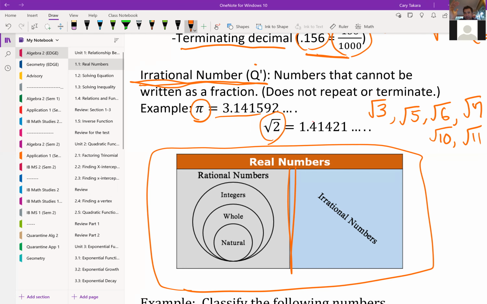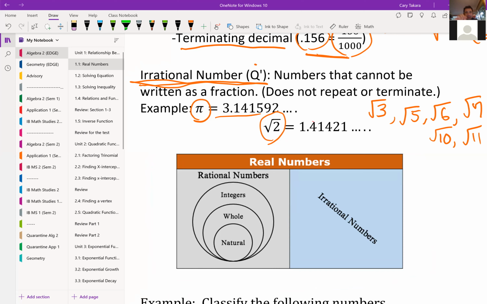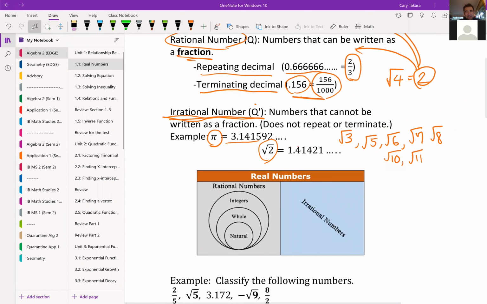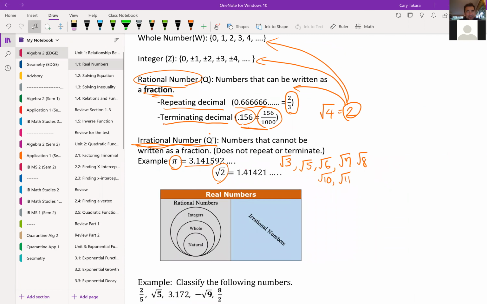Within rational numbers, you have integers, and inside that, we have whole numbers, and within that, we have natural numbers. So I would like you to write this diagram and keep it in your notes. I'll give you a minute to do that. Am I making any sense to you so far? Please keep writing this.